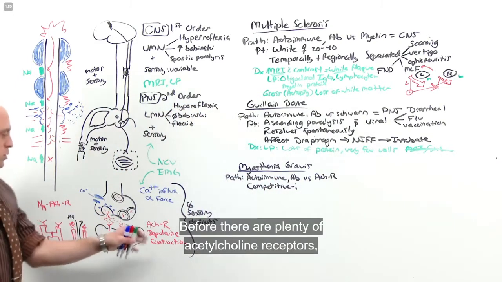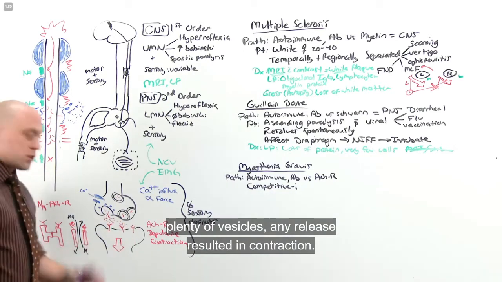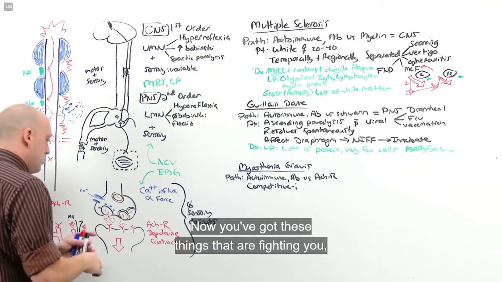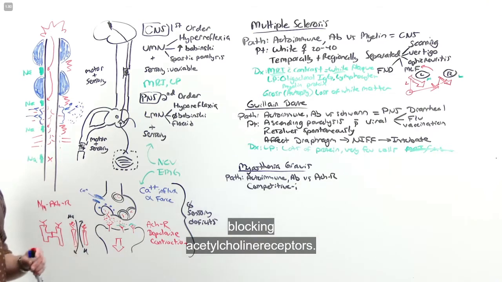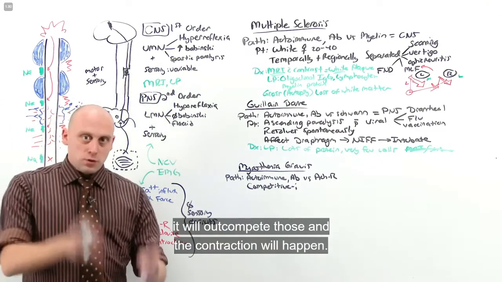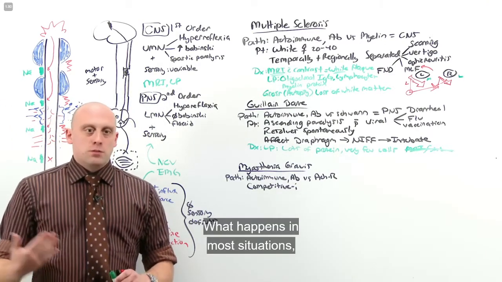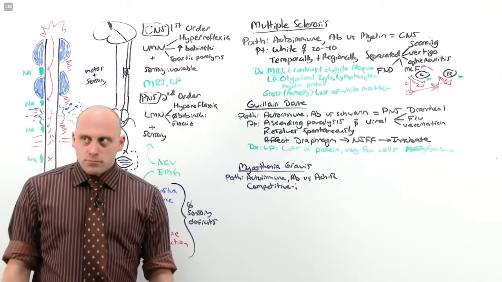Before, there were plenty of acetylcholine receptors, plenty of vesicles, any release resulted in contraction. Well, now you've got these things that are fighting you, blocking the acetylcholine receptors. If there's enough acetylcholine release, it'll outcompete those and the contraction will happen. What happens in most situations, skeletal muscle isn't used all the time. So it just kind of sits there.